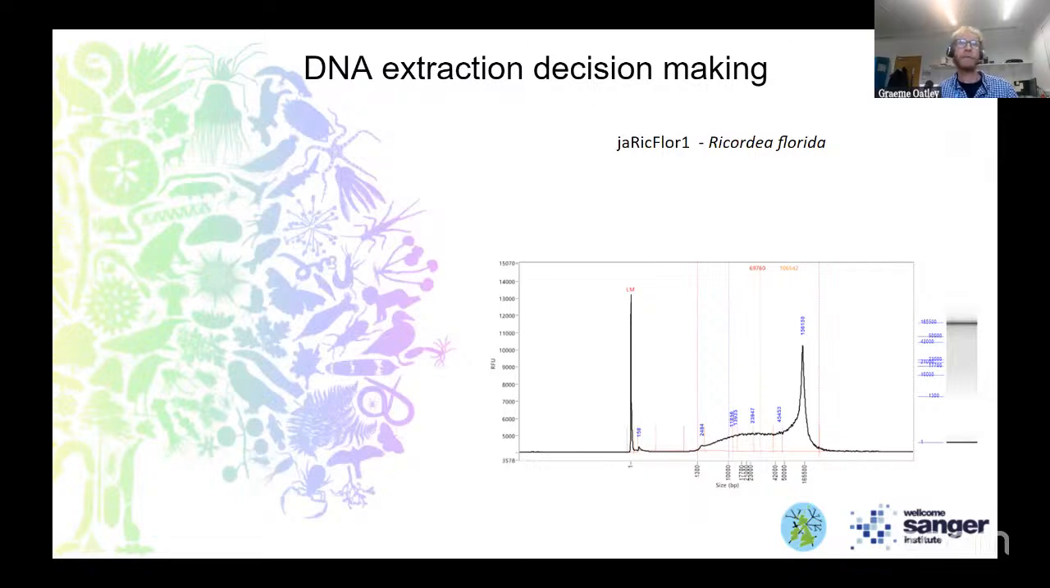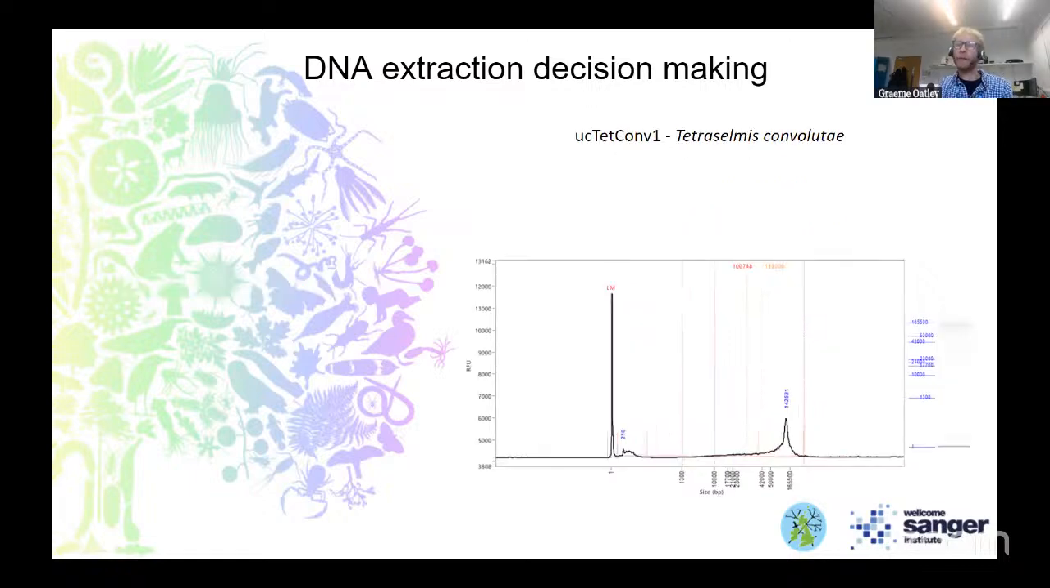Some examples of our extraction decision-making process. Here's an example of a high molecular weight band with a smear from a coral, a yield of 1,000 nanograms, and a genome size of under a gig. This is something that we would pass for a low input PacBio library preparation. Here is another high molecular weight DNA extraction. The yield is quite low, 78 nanograms. However, the genome size is also relatively small, 0.45 gigabases. So this is something we would pass for ultra-low input fragmentation.